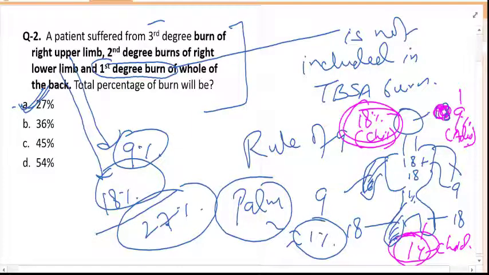In the adults, head area is 9%. In children, it is 18%. So this was a simple question. The only thing you need to, rule of 9 you all know. Just remember, first degree burn you will not take into consideration when you calculate the total body surface area burn.